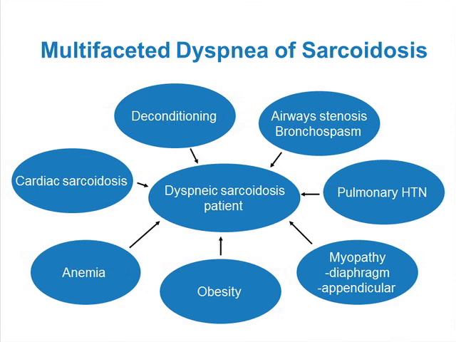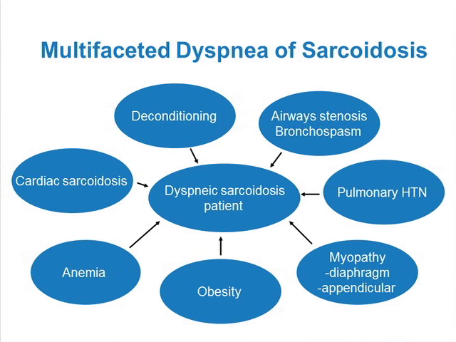deconditioning, bronchospasm, which can occur in up to 21% of sarcoidosis patients, pulmonary hypertension, which is quite prevalent in chronic sarcoidosis patients with significant dyspnea, the presence of myopathy, which could be an effect of the sarcoidosis or of steroid therapy, obesity, anemia, and finally cardiac sarcoidosis, which probably occurs in 5% of patients with sarcoidosis clinically, but may be underdiagnosed in patients with chronic dyspnea.